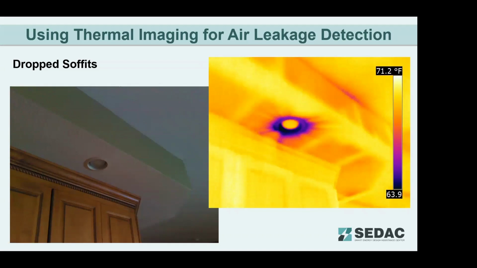Drop soffits, residential and commercial buildings often are open to their attic above it or the floor system above it. And this is a winter shot, a cold shot, where you can see that soffit is very cold. You can see the air leakage to the recessed light. So we know that's where we can find an issue.